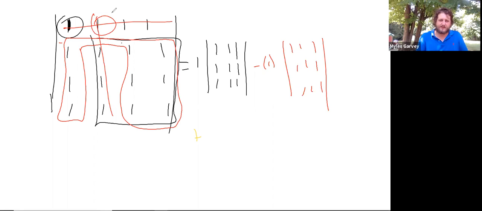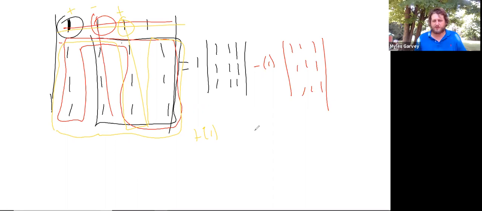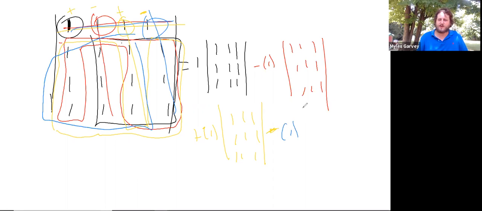We go back to plus, right? Plus, minus, plus 1 times determinant of that matrix. So we have 1 times determinant of 1, 1, 1, 1, 1, 1, 1, 1, 1. Minus, we have another minus, right? Minus here, 1 times determinant of everything not in these. So this matrix right here, 1, 1, 1, 1, 1, 1, 1, 1, 1.